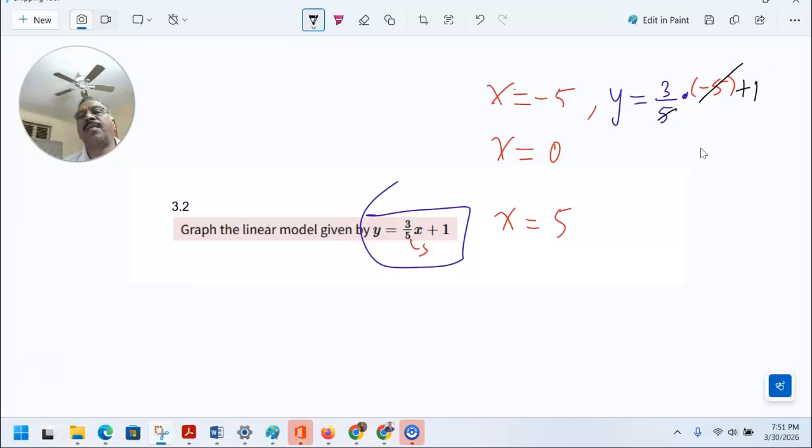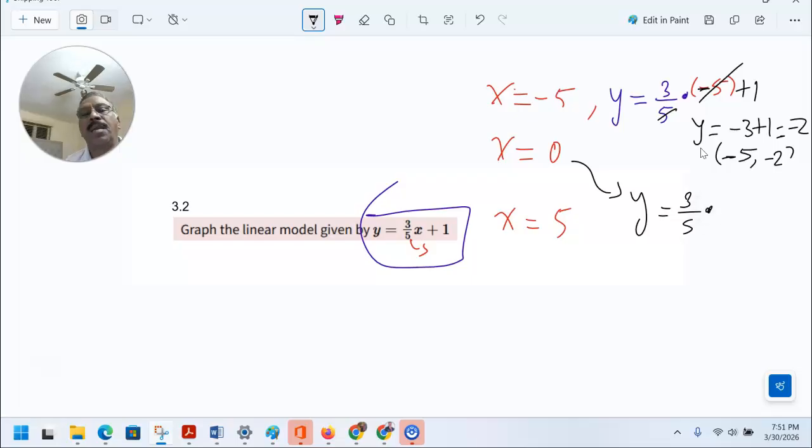So we can cross out this 5, and you get y equals, a single negative sign stays. So -3 + 1, you get -2. Okay? So that means the point is when input is -5, output is -2. Let's do this one, y equals 3/5 of x. This time x is 0, and then +1. So anything multiplied by 0 is 0. So you get y equals 0 + 1.